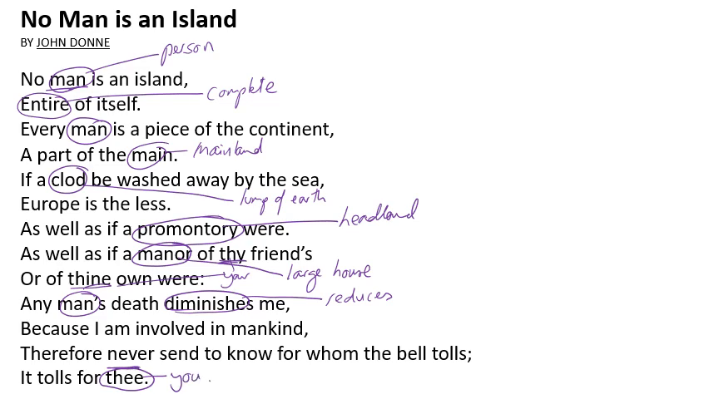So never send to know for whom the bell tolls, and the word tolls here means a ringing of a bell, like a church bell, but it's not any kind of ringing, not like a celebratory ringing after a wedding. It's a very slow, rhythmic ringing on the same tone, and it refers to the ringing of a bell to send a message, in this case, to tell you that somebody's died.